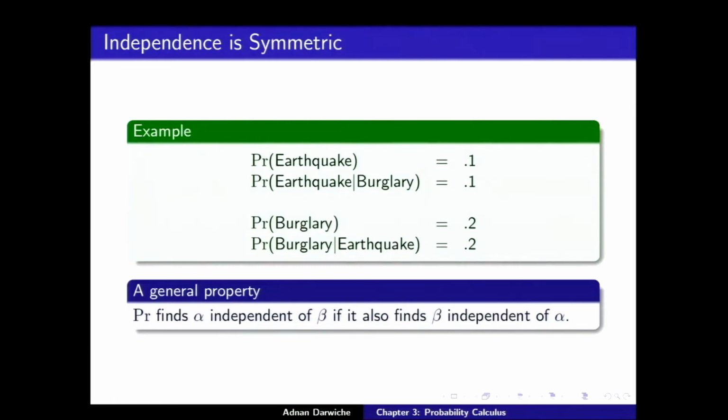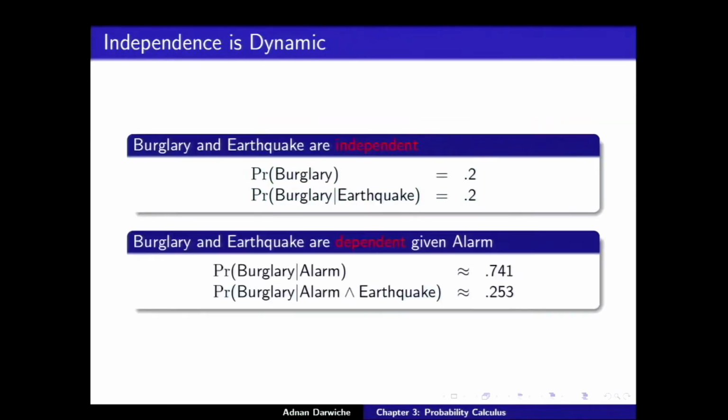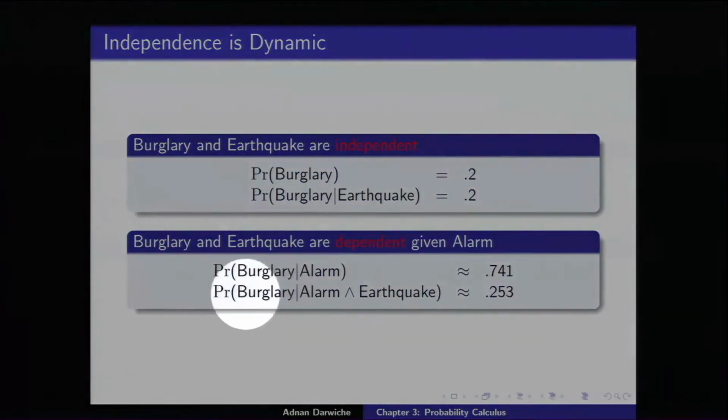If you look at this particular case, earthquake and burglary were independent, as we've seen. But look what happened. When I knew alarm, they were no longer independent. Burglary was 20%. I told you earthquake, it stayed at 20%. But when we know alarm, knowing earthquake did actually change our belief in burglary. Stare at this for a little bit.